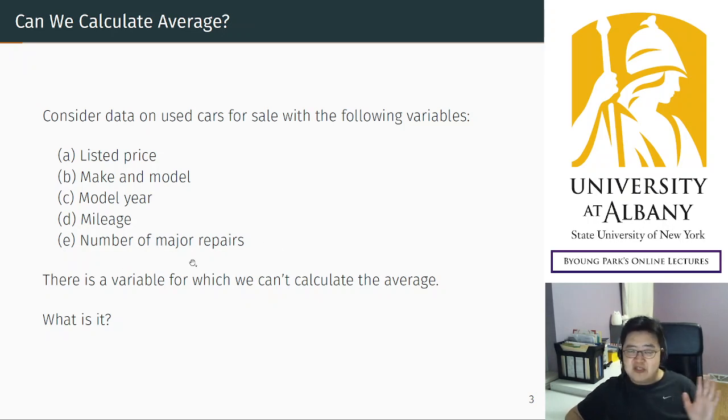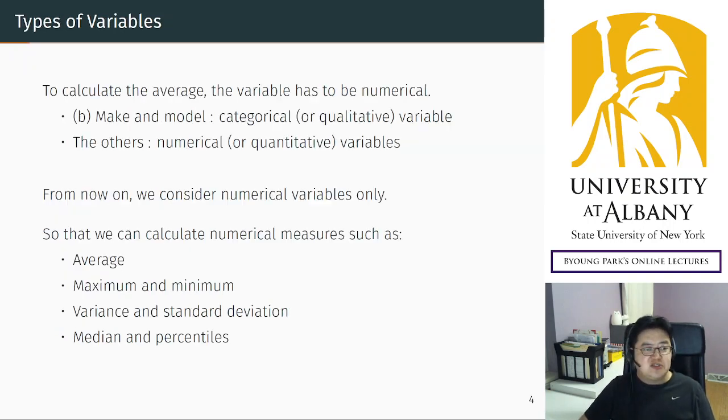So then let me ask you a question. You can imagine what kind of data it is. It's quite straightforward what I'm talking about. The question is, among these five, there is one variable for which we cannot calculate the average. What is that? Think about that. You would like to calculate the average, and you have the data, but you cannot calculate the average for one. What is that? Let me turn the page.